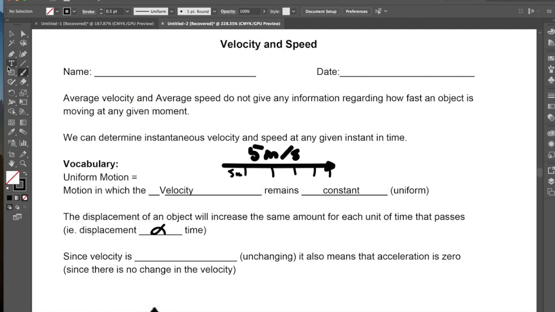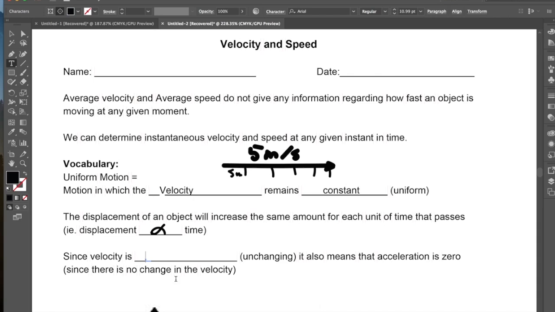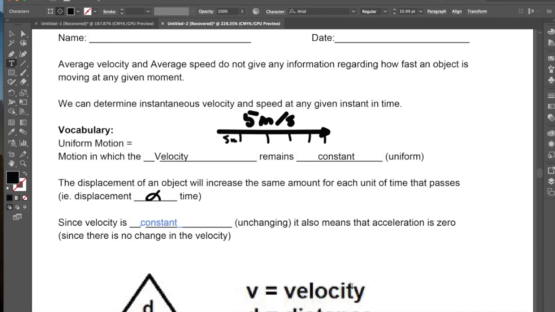Since the velocity is constant, it is unchanging, which also means that the acceleration of this object is 0. We're going to talk a little more about acceleration as we go, but basically acceleration just refers to a change in velocity. And if the velocity is constant, then there can't be any acceleration because it's unchanging. There's no change in the velocity.